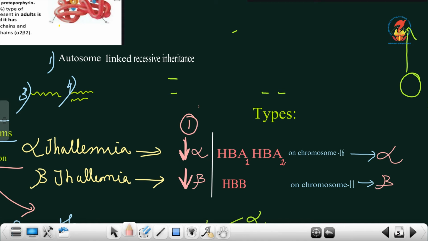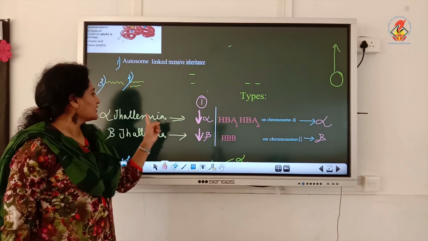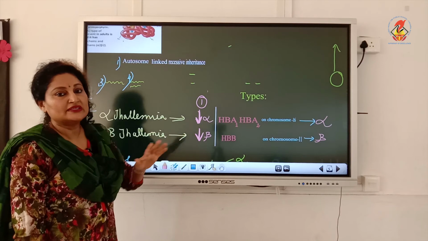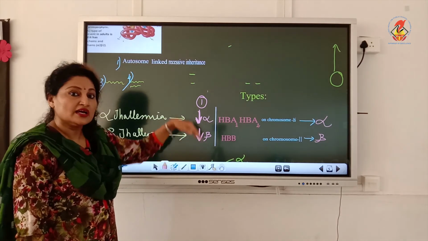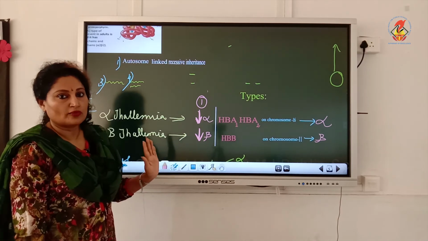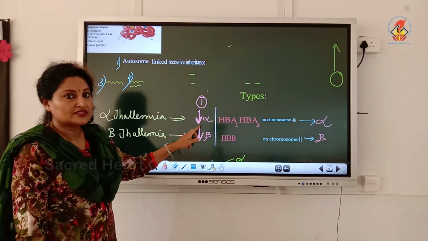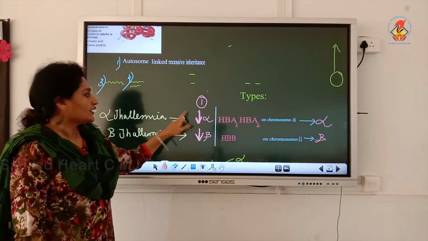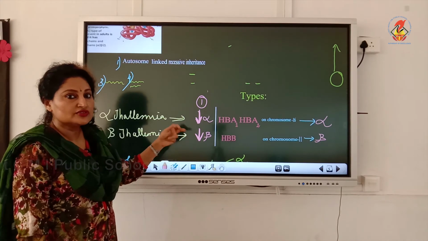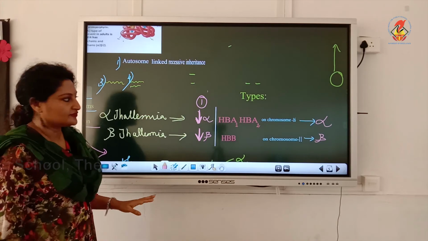In a normal person, both are equal. Alpha and beta are synthesized equally. But in alpha thalassemia, alpha is low, but beta is normal. In beta thalassemia, the number of beta is low compared to alpha. Alpha is normal. So you put it this way: the rate of synthesis of alpha chain is decreased in alpha thalassemia. In beta thalassemia, the rate of synthesis of beta globin chain is decreased. Clear? That is one difference.